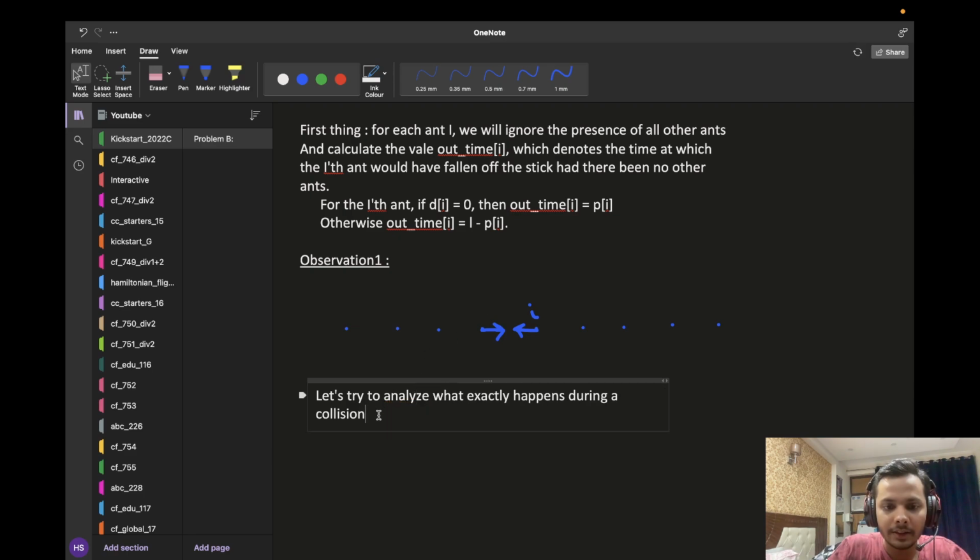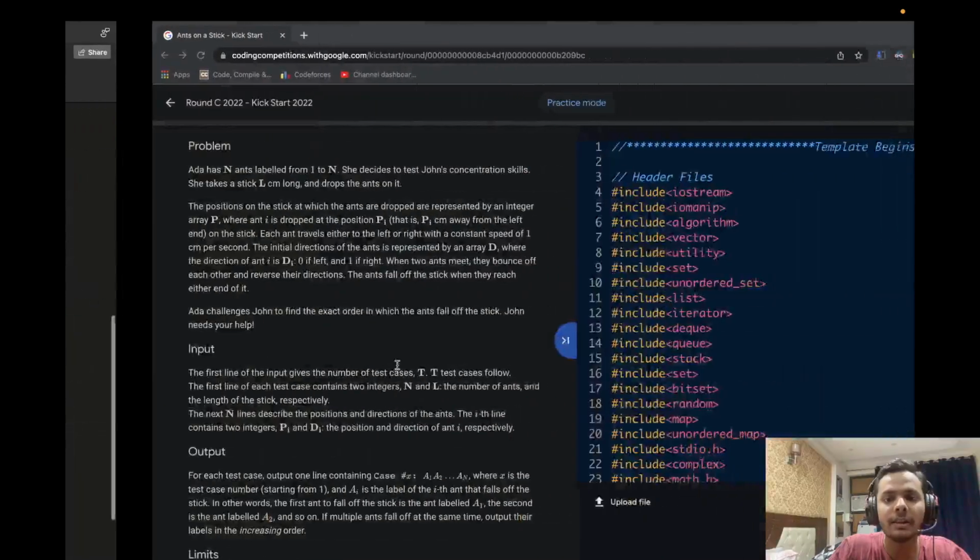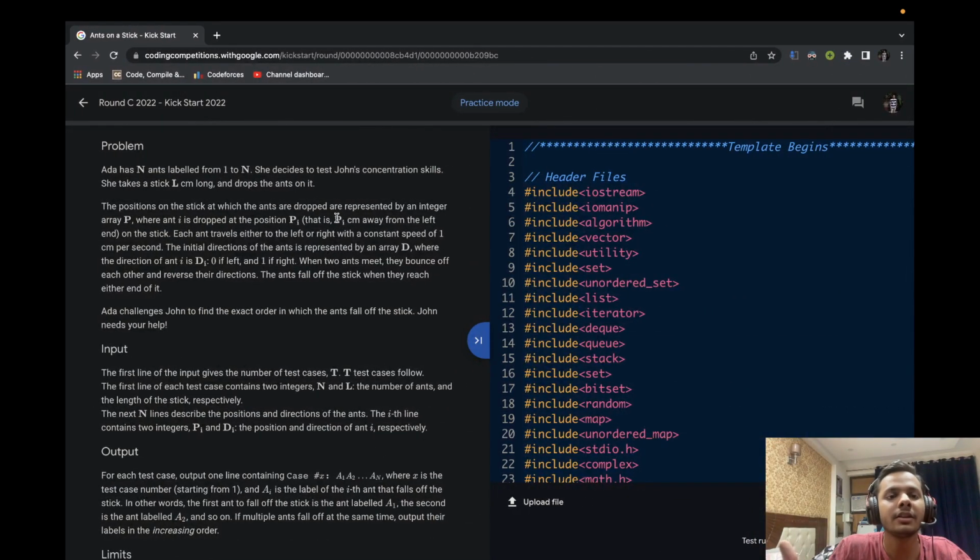Also, I didn't really explain the problem statement. So in the problem, what's happening is that ants are colliding, and as and when two ants meet, they bounce off each other and reverse their direction. So this is what is going on. Okay, and then we have to tell the order in which the ants will fall.